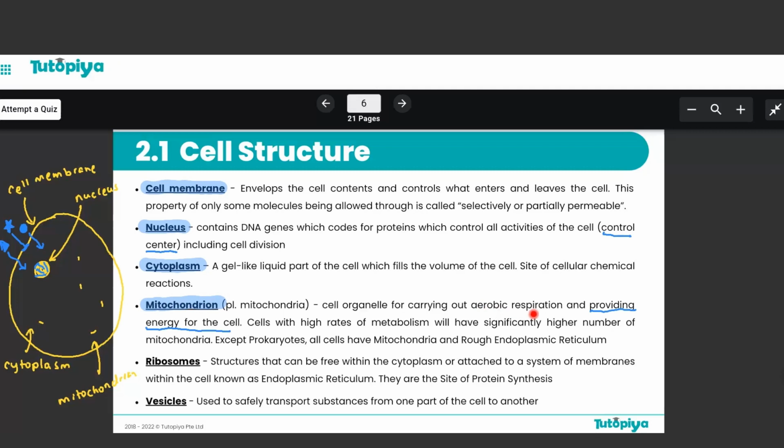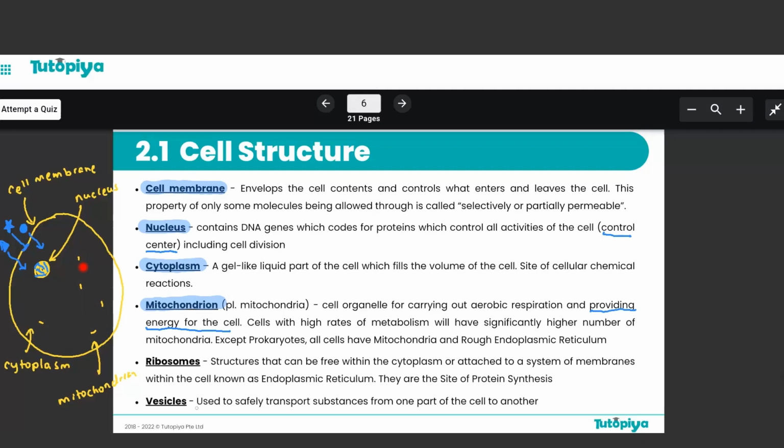In this particular diagram, I've drawn a couple of mitochondria here and there, right? Although I've drawn just a few mitochondria in this cell, if there are any cells having a high rate of metabolism, you will see a significantly higher number of mitochondria, because the higher the number of mitochondria, the higher the amount of energy generated. So that's about the mitochondria.